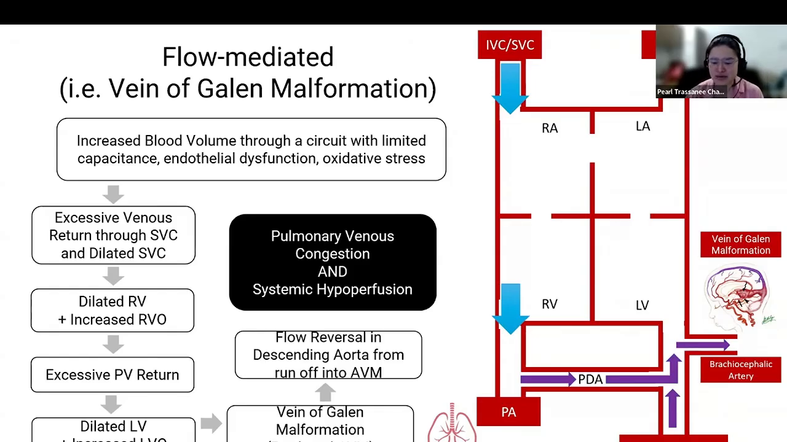and subsequently marked pulmonary venous return to the left side of the heart. The left ventricle then becomes dilated and hyperdynamic because it must pump not only the normal systemic output, but also the recirculated blood volume generated by the AV malformation. In other words, this is a state of high output cardiac failure.